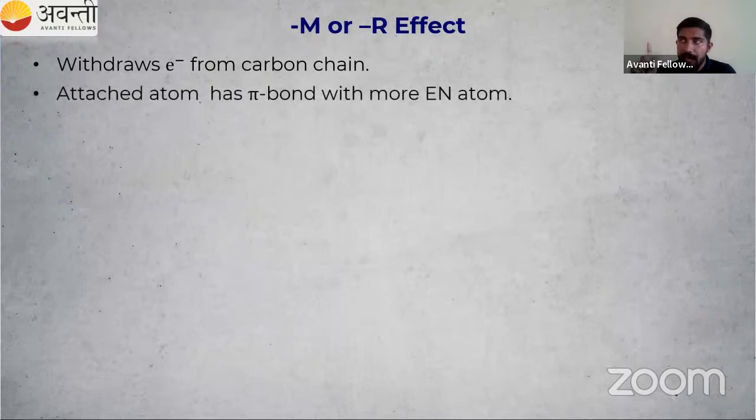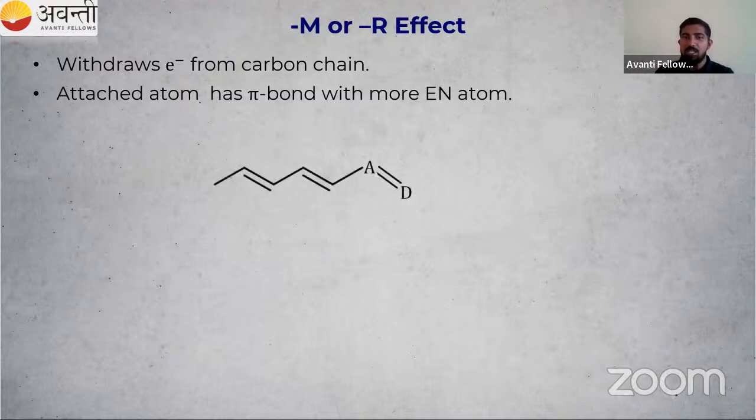So what is the condition? For plus M, what is the condition? There should be a lone pair. It should be electron rich, then only it can give money to me. Here, what is the condition? The attached atom has a pi bond with a more electronegative atom. Electronegativity will let him take the electron. That is a point we have to consider.